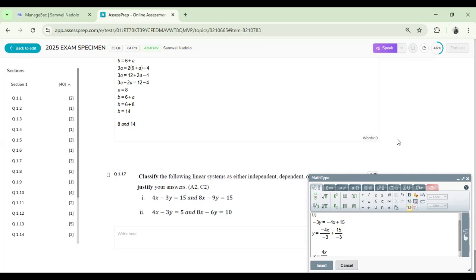Now that is where I'm writing my final answer. Negative and negative will be positive, so it will just be 4 over 3x, and then negative and positive. If you divide positive and negative, it will just be negative. 15 divided by 3 is 5. So that is how the first system looks like. Let me write here.